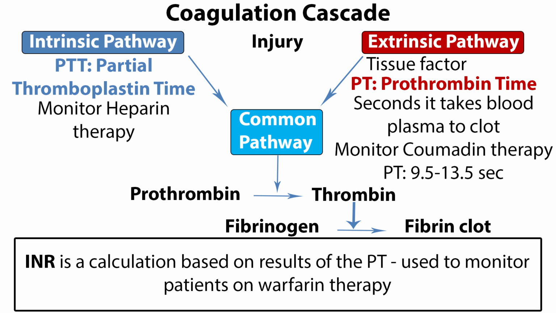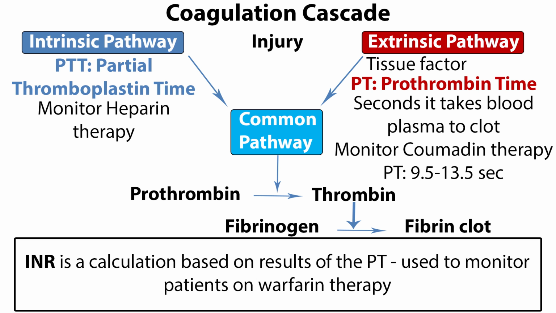Prothrombin time, or PT, measures the number of seconds it takes blood plasma to clot. It evaluates the efficiency of the extrinsic pathway and is used to monitor Coumadin therapy. The reference range is 9.5 to 13.5 seconds.